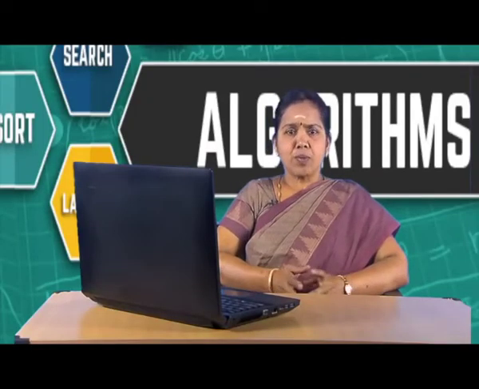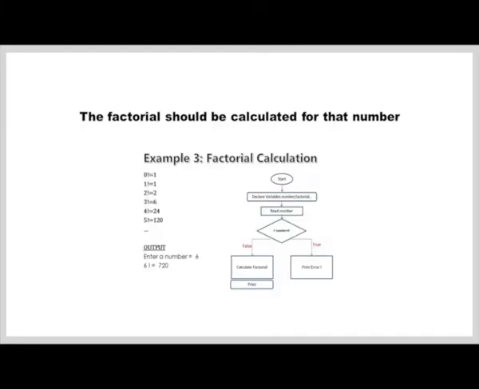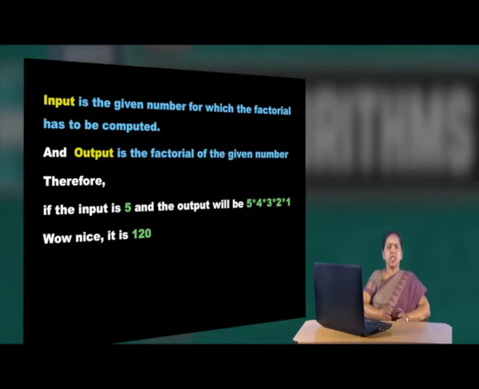The specification of the problem should always include the description of what the input of the problem is going to be and the desired output. You will be given a number and the factorial should be calculated for that number. That is, the input is the given number for which the factorial has to be computed and the output is the factorial of the given number. Therefore, if the input is 5, the output will be 5 into 4 into 3 into 2 into 1. It is 120.